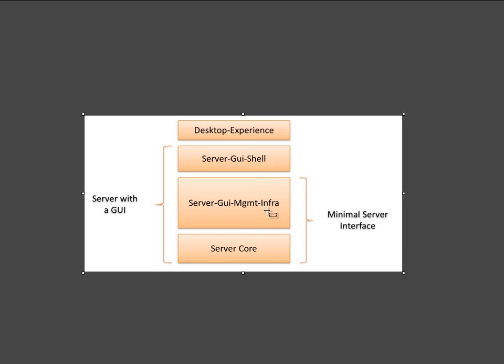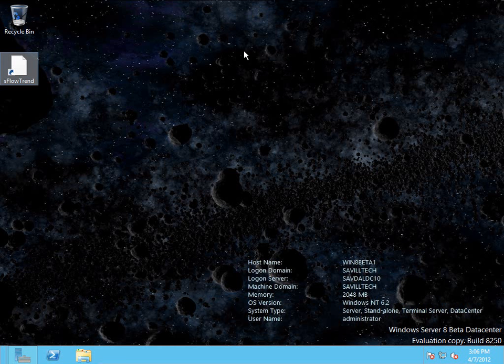And new to Server 8 is I can move between these. Previously, we had a choice between full install or server core at install time. Well, we still have that choice at install. It's now server with a GUI or server core, but I can move between them. I can add and remove these three levels, and with a reboot, I change the level of that server. So this is a server with a GUI.